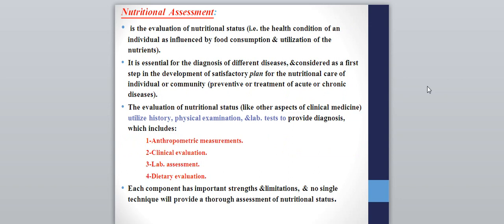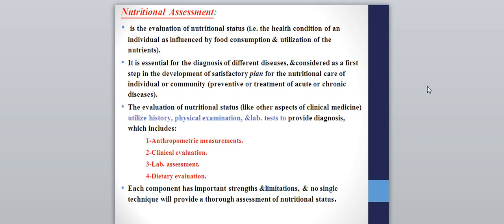Now, what is nutritional assessment? Nutritional assessment is a way to evaluate the nutritional status of a patient or a person, and it is essential for the diagnosis of different diseases because, as we said, it is the imbalance between the need and the supply of nutrients to maintain normal life. And it is important for diagnosis, to prevent or even treat acute or chronic disease if it occurs. So the evaluation of nutritional status, as with other medical diseases, includes taking the history, physical examination, and lab investigation.